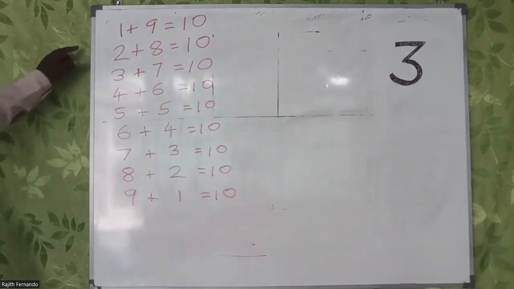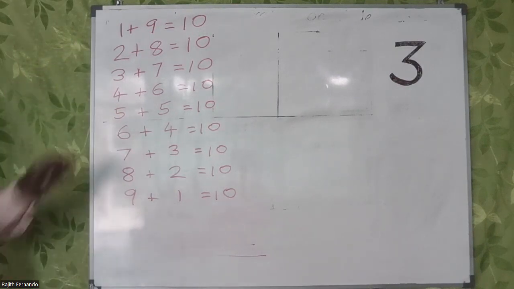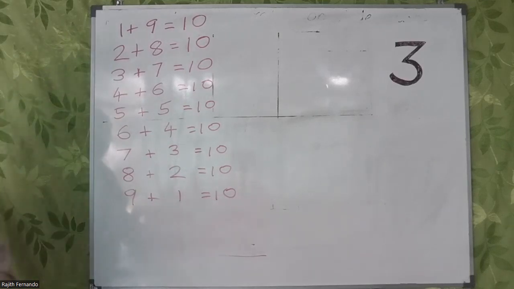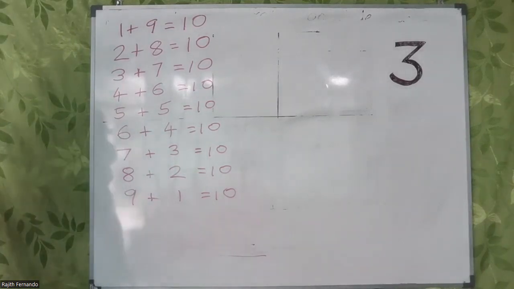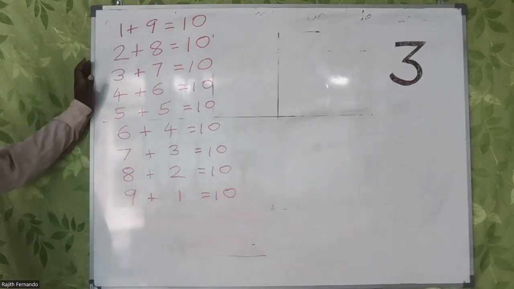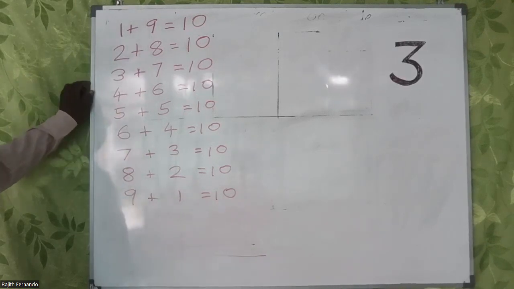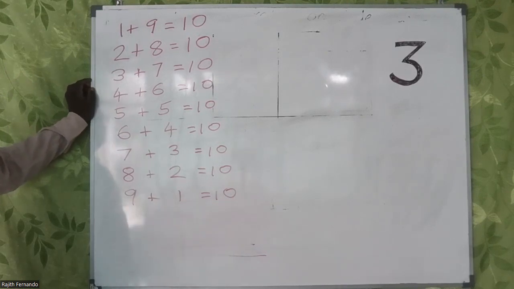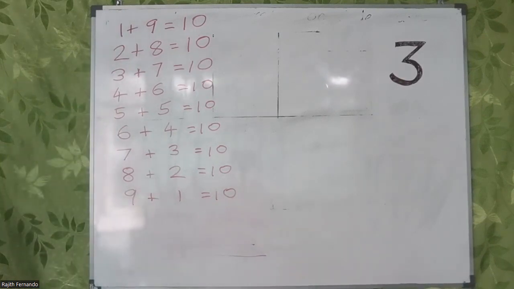Actually, this is the addition table you have to remember. If you remember this addition table, you can quickly get the answer for any addition. You have to remember this table quickly. If I say any number, you have to say the other part we should add to get the value asked. Okay?